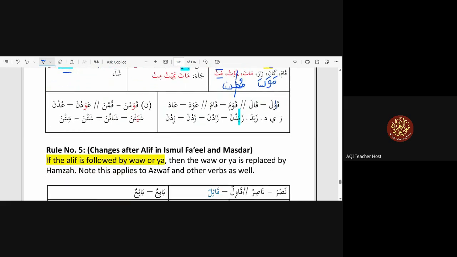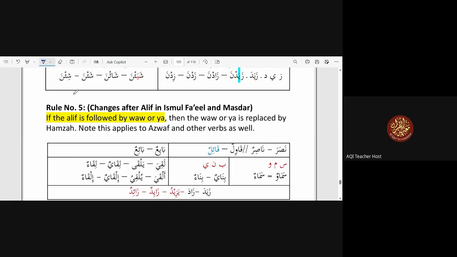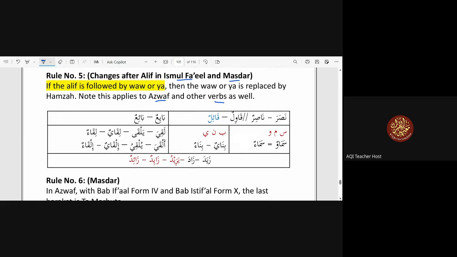Now we'll go to rule number 5. Rule number 5 is changes after alif in ismul fa'il and masdar. Okay, so this rule is for ismul fa'il and masdar. And this rule is, if the alif is followed by waw or ya, then the waw or ya is replaced by hamza. And this applies to ajwaf and also other verbs as well. So let's take some examples here.